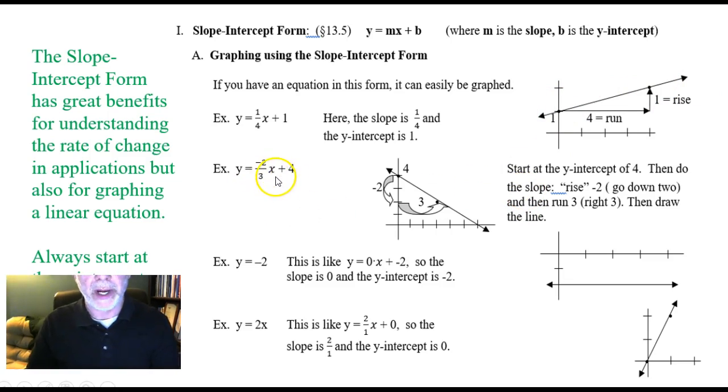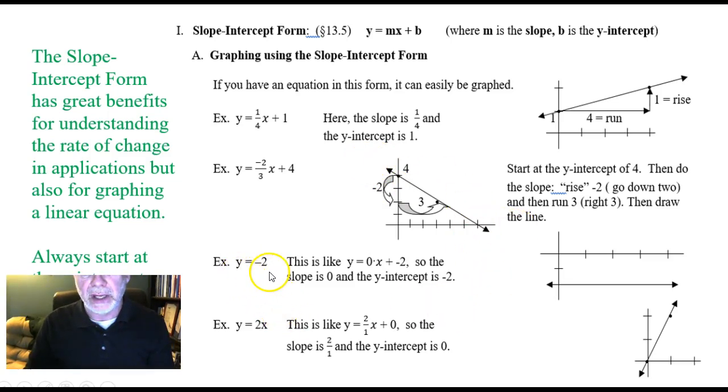Here's another example. y equals -2/3 x plus 4. All right, well, start at the y-intercept, which is 4. And then we're going to do the slope, which is down 2, to the right 3. So down 2, to the right 3. And it mentions it right here. Once you get those 2 points drawn, you draw your line through the 2 points.